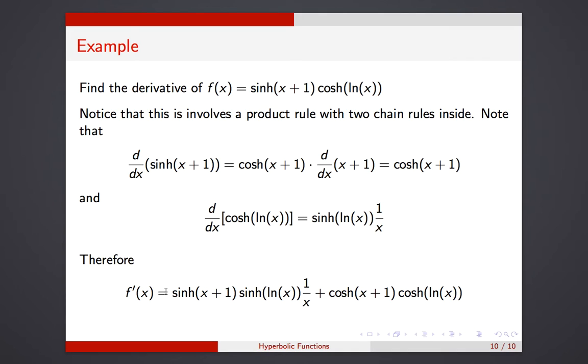F prime of x is, wait, what did I do here? Okay. I'm not sure why I confused myself. I left the first alone, didn't I? And then I did the derivative of the second, right? That's what this is. So first times derivative of second plus derivative of first, right? Cosh of x plus 1 we already got times second. So there's the product rule in action with my two chain rules inside of that.